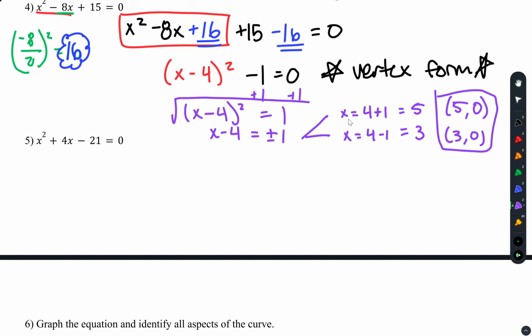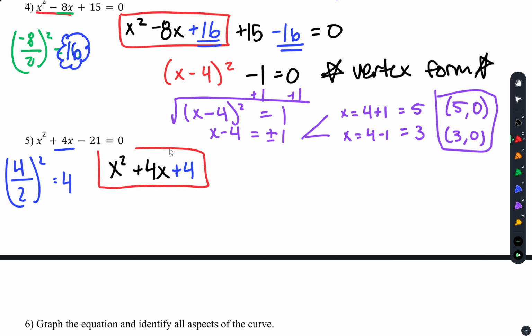So you see how everything's already on the left side? That's perfect for vertex form because in vertex form, everything is on the left side. So I don't want to make more work for myself. I'm going to keep it all on the left side. I'm going to find my magic number here by taking b over 2 squared, which is 4. I'm going to add it to make my perfect square trinomial. And then I have this minus 21 over here. Well, to balance out that I added 4, I want to cancel that out by also subtracting 4.